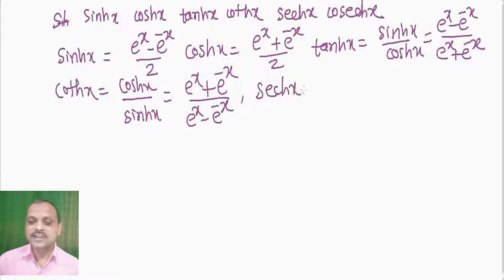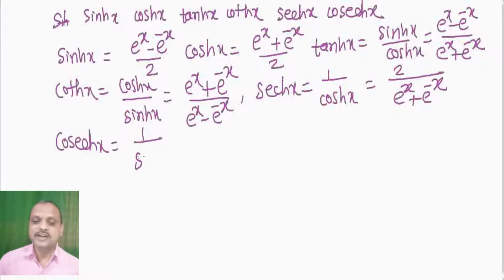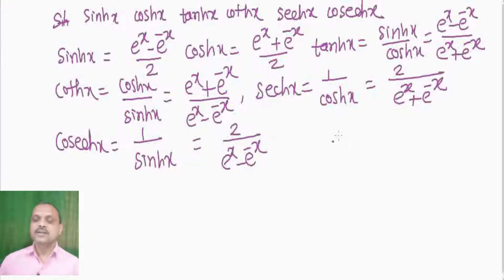Sech x equal to 1 divided by cosh x. So this is equal to 2 divided by e raised to x plus e raised to minus x. And cosech x equal to 1 divided by sinh x equal to 2 divided by e raised to x minus e raised to minus x. So these are the definitions of hyperbolic functions.